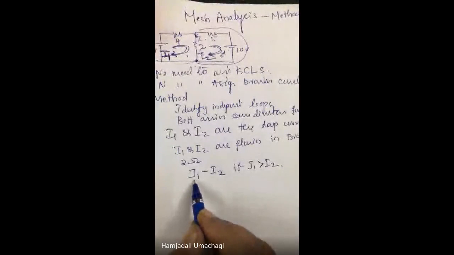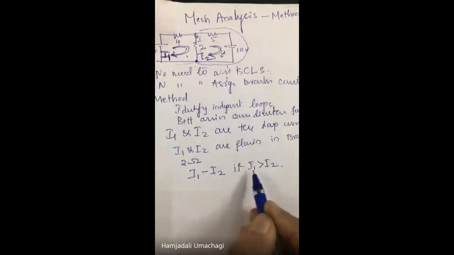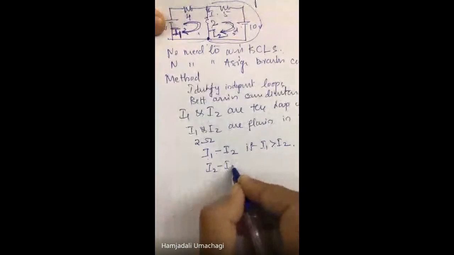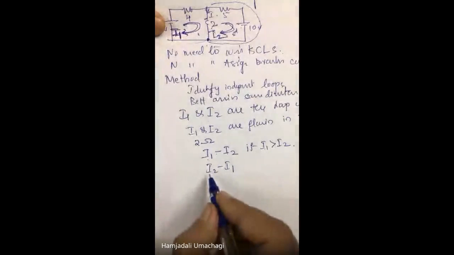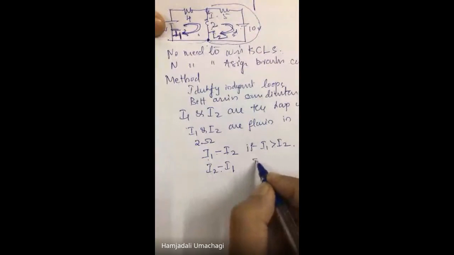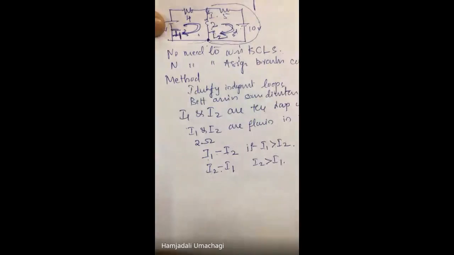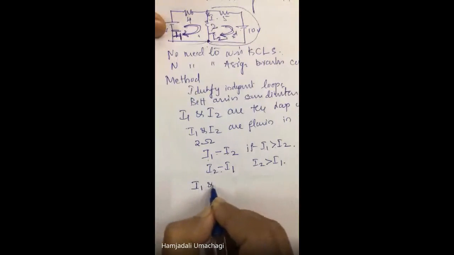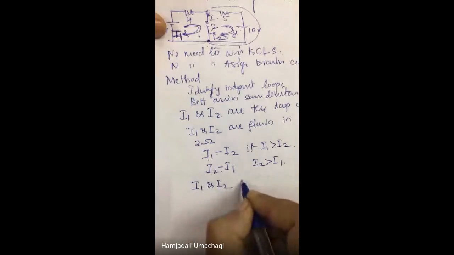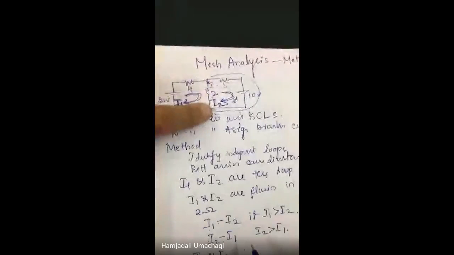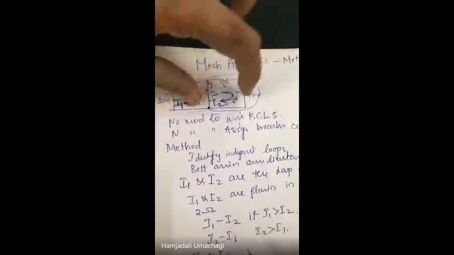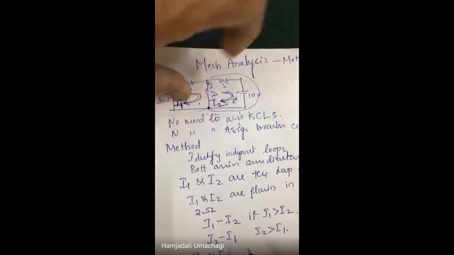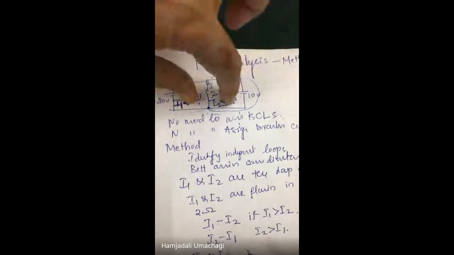What's the current? I1 minus I2 if I1 is greater than I2. Otherwise, I2 minus I1, that is, when I2 is greater than I1. After evaluating the loop currents I1 and I2, we have to evaluate the current through the middle branch, which is common between the first loop and the second loop.